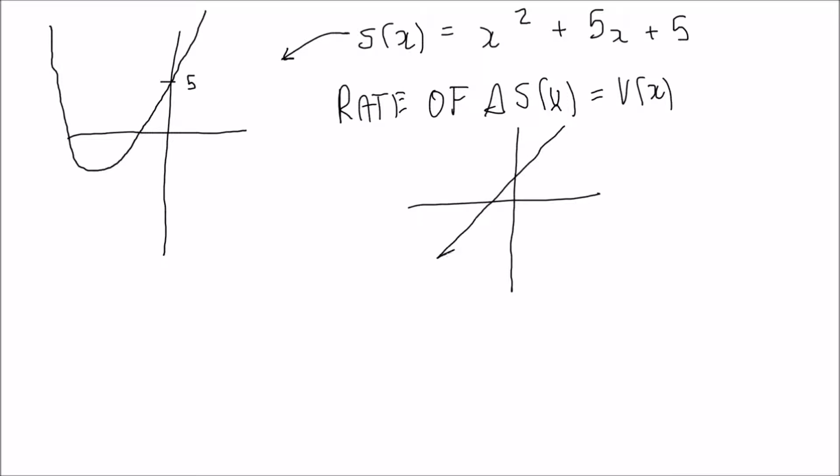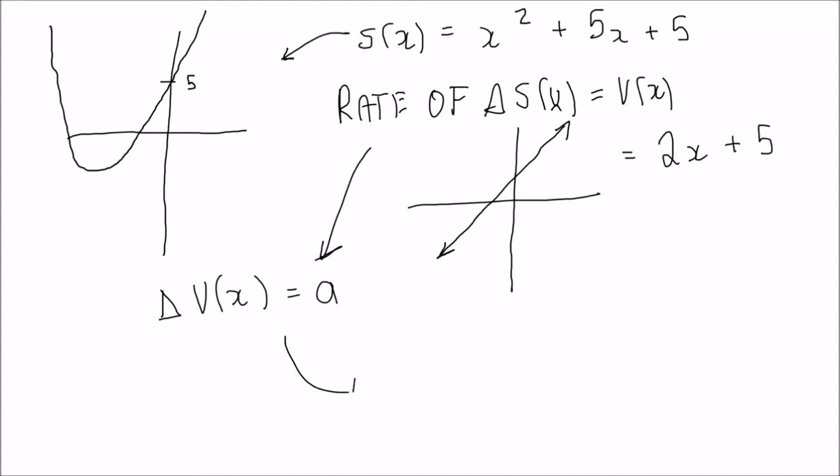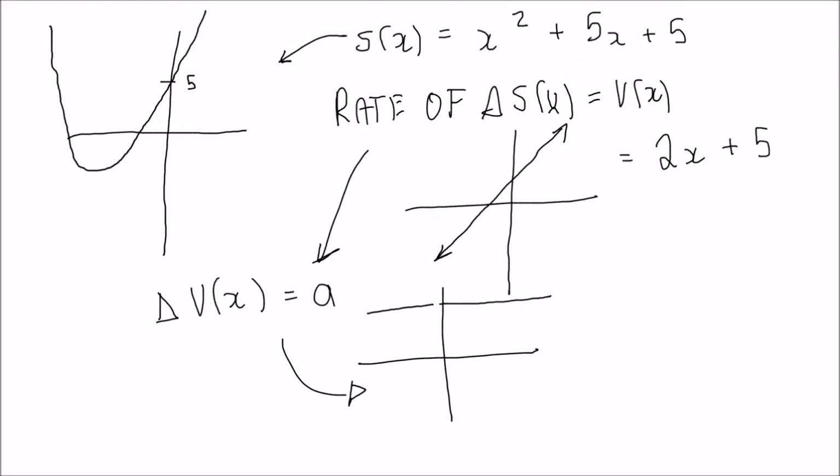Now if you take the rate of change of the position, you get v of x, the velocity, which is just going to be the derivative of x squared plus 5x plus 5. Once we plot that, we get 2x plus 5. And that will be the rate of change of velocity. Now the rate of change in velocity is going to be equal to a, or the acceleration. And that's just going to be a simple line, with y equal to 2 in this case. And that will be our acceleration.